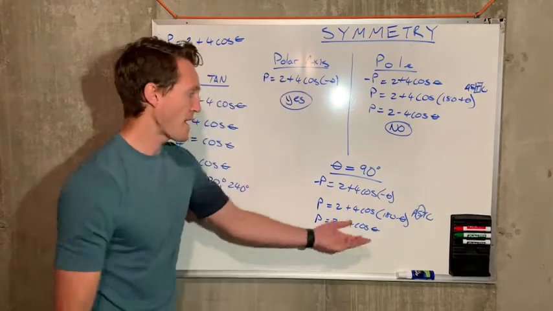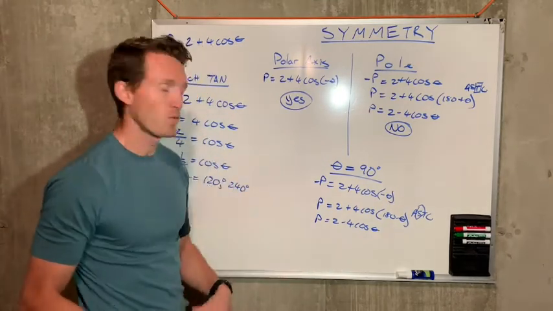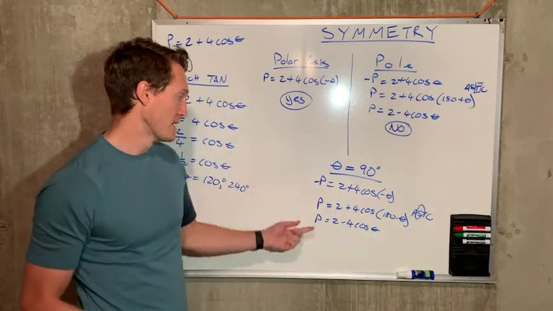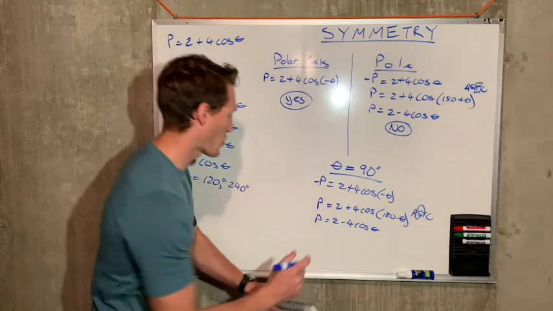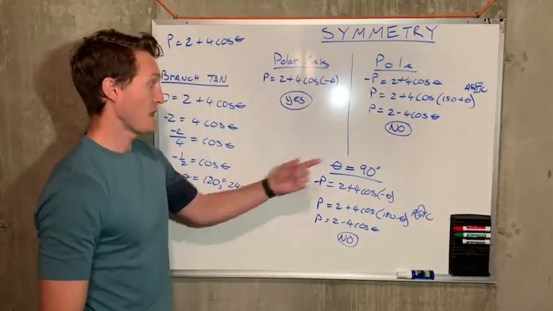Whatever that angle is, even the 4 will be multiplied through. The 4 can go away, but that negative will not. Because we're in the second quadrant, it will be a negative answer. So no, this is not the same equation, and therefore not symmetric to the 90-degree line.